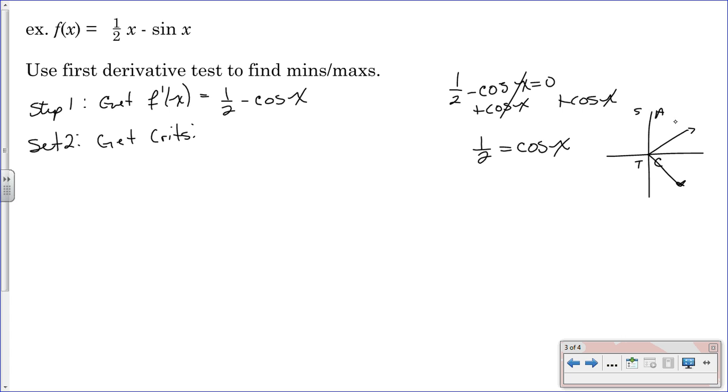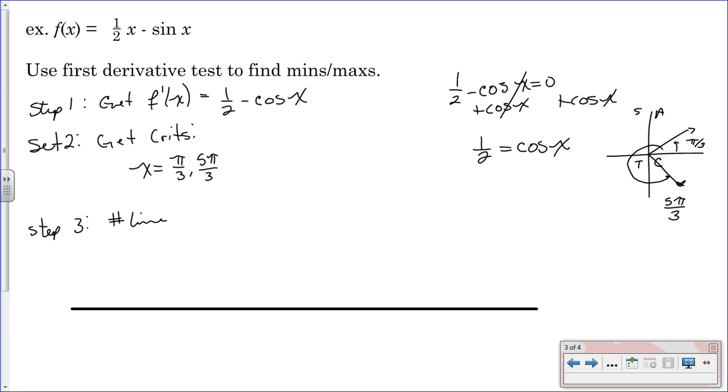So we just have to figure out what angle it is. And if you remember, it should be pi over 3, which means all the way around would be 5 pi over 3. So there's our two critical points. Our two critical points are x equals pi over 3 and 5 pi over 3. So step 3 is the number line step. Draw out your number line and plot your two critical points.